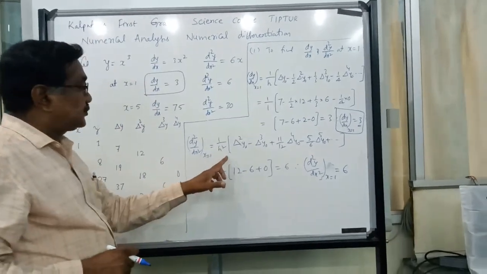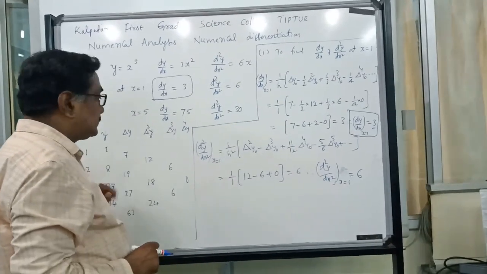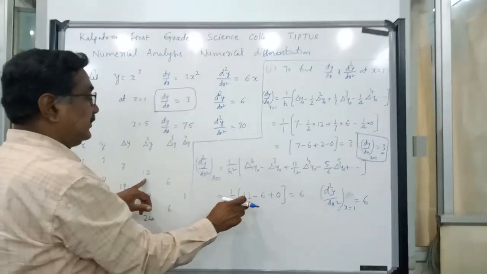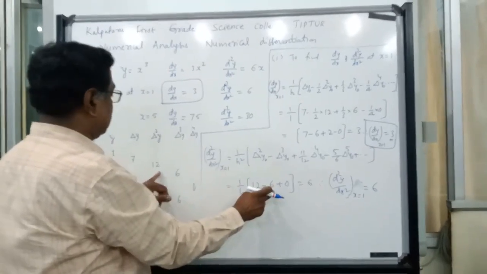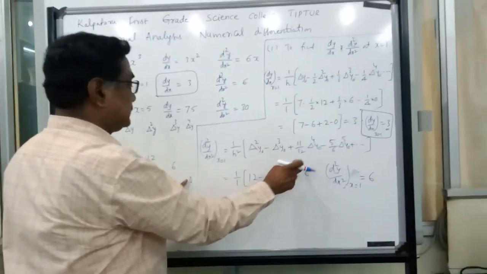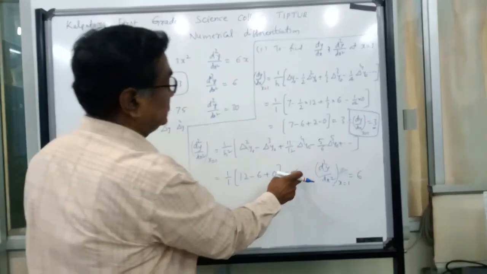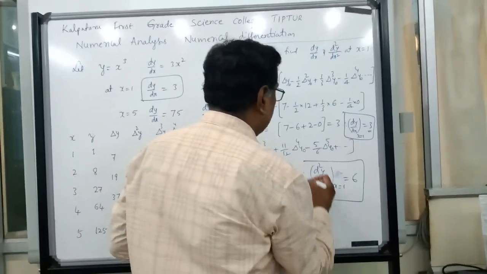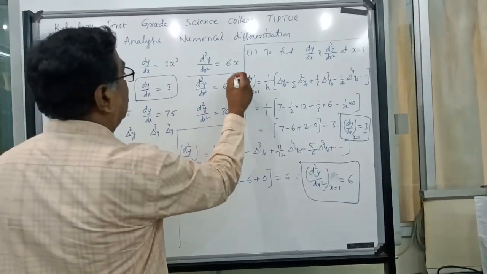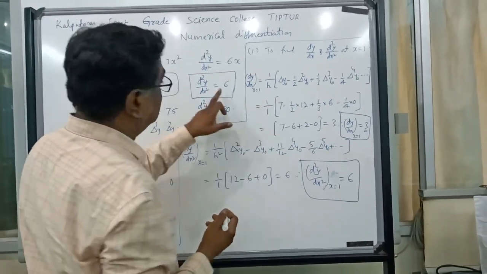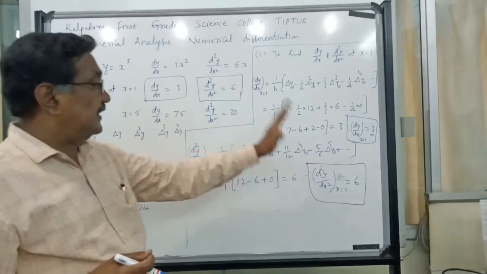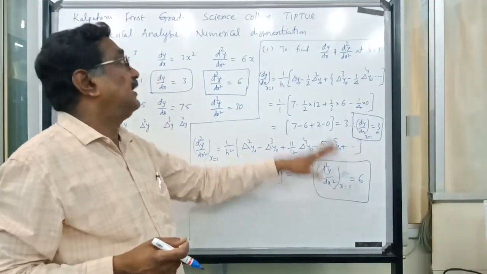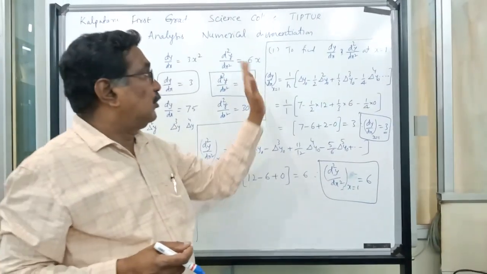Now again substitute the obtained values. We get 1 by h square, where the h value is 1, into delta square y naught, the second difference, 12, minus delta cube y naught, the third difference, 6, plus the fourth difference, 0. After simplification we get 6. That means the value of d square y by dx square at x equal to 1 is 6 by means of the numerical method. We obtained the same value, d square y by dx square at x equal to 1 is 6, by the calculus method. That means the values are the same by the calculus method or by the numerical method. This is how to obtain the numerical differentiation.